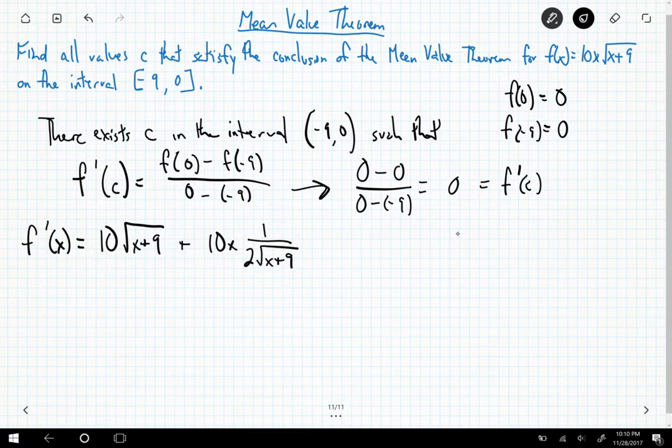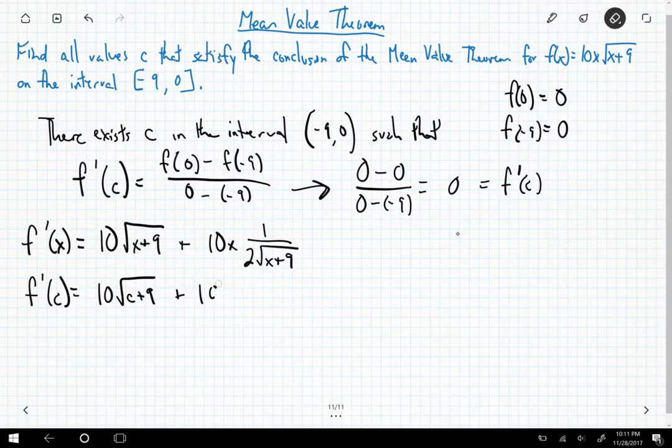So now moving forward from here, we want to find f prime of c. So f prime of c, just plug in c for everything: 10 times the square root of c plus 9 plus 10c. Let me write it this way: 10c over 2 times the square root of c plus 9. And that has to equal 0. So we're solving for c.